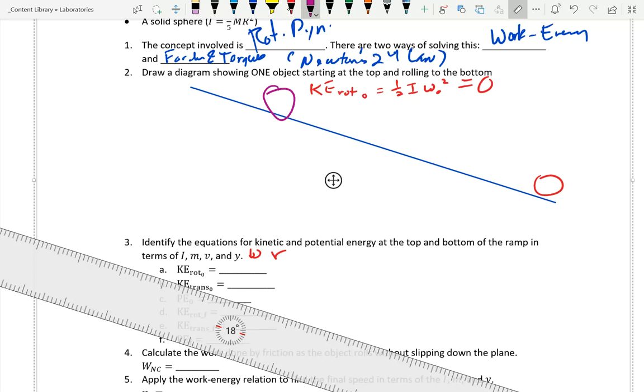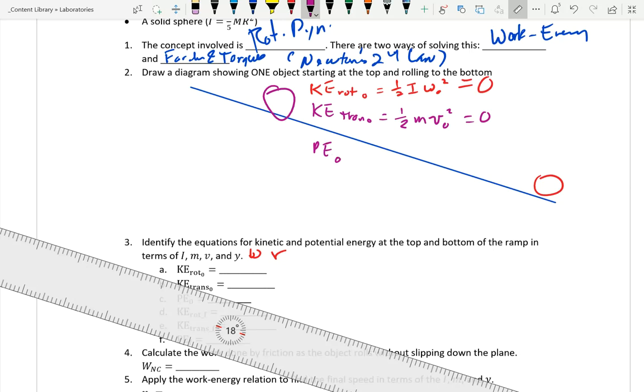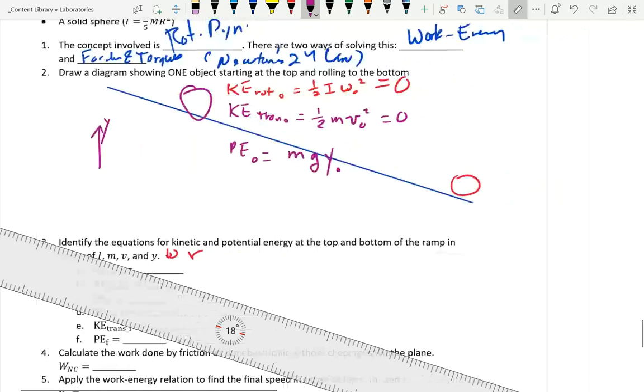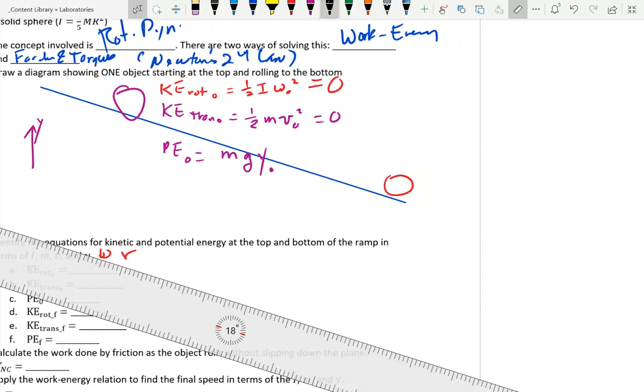What about translational kinetic energy? 1/2 mv squared, which is 0. And what about potential energy initial? Notice there's no rotational equivalent to potential energy. So mgy, I'm using y for the vertical direction, so mg y initial. Okay, what about in the final case?